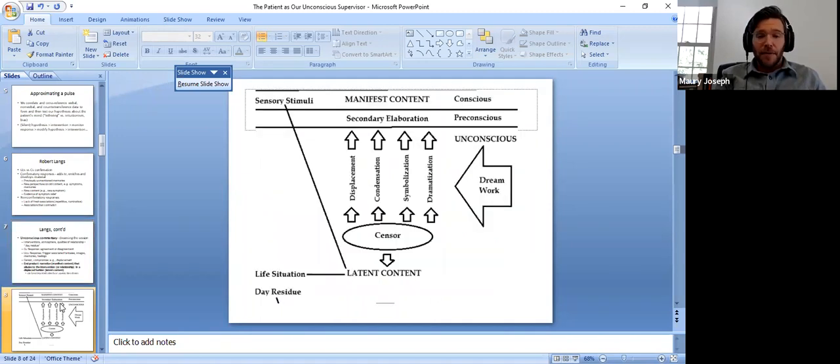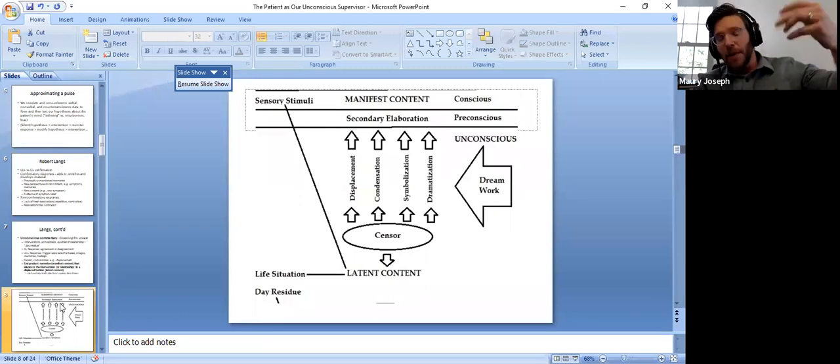I'll give you some examples. Here's a little graphic, if that interests you, of the dream work. This is how the patient dreams the session, in a sense, where the day residue is your intervention that triggers these latent unconscious memories that must be censored, displaced and condensed, and other defenses intervene. That's the dream work, producing the dream or the narrative that the patient will share.